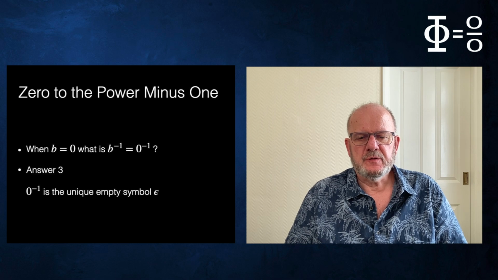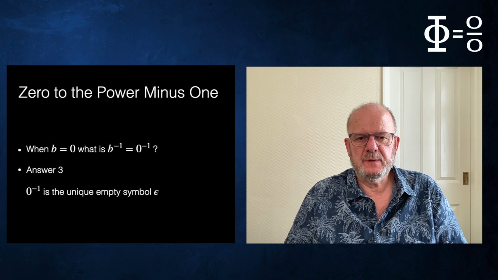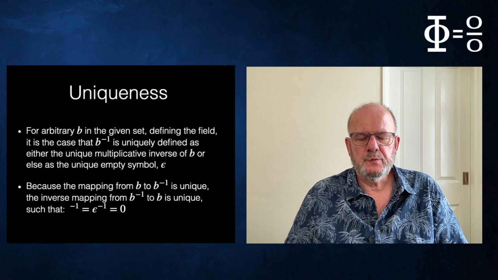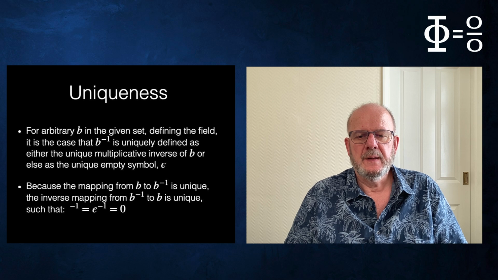Now a third answer to the question what is 0 to the power minus 1 is my favourite answer. It's 0 to the power minus 1 is the unique empty symbol epsilon. Choose any number for b. It doesn't matter if it's 0 or not. If b is non-zero, then b to the power minus 1 is uniquely defined as the multiplicative inverse, but if b is 0, then 0 to the power minus 1 is the unique empty symbol epsilon. In both cases, b to the power minus 1 is defined uniquely.